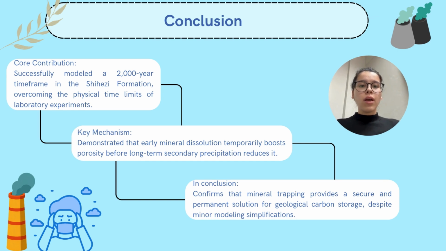In summary, for core contribution, it successfully modeled a 2000-year time frame in the Shihezi formation, overcoming the physical time limits of a laboratory experiment. For key mechanism, it demonstrated that early mineral dissolution temporarily boosts porosity before long-term secondary precipitation reduces it. For final takeaway, it confirms that mineral trapping provides a secure and permanent solution for geological carbon storage despite minor modeling simplifications.